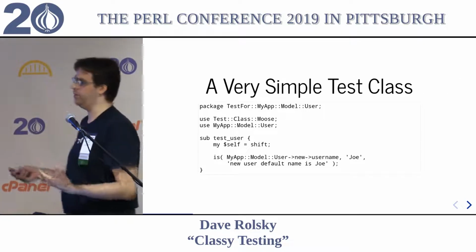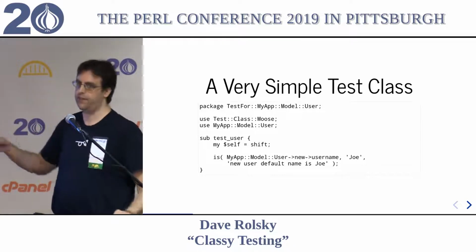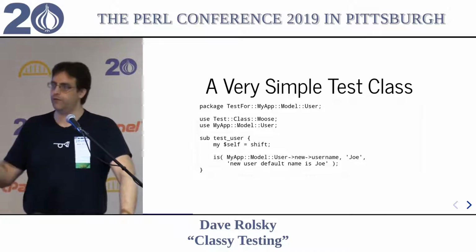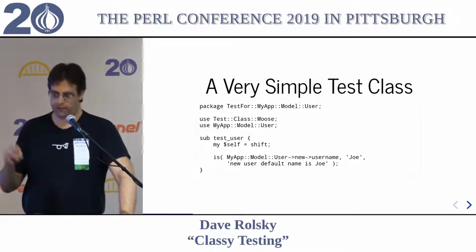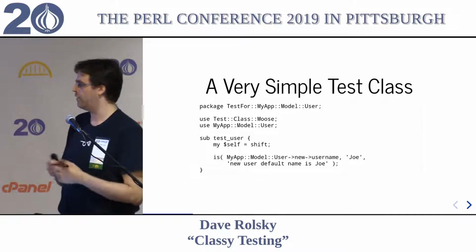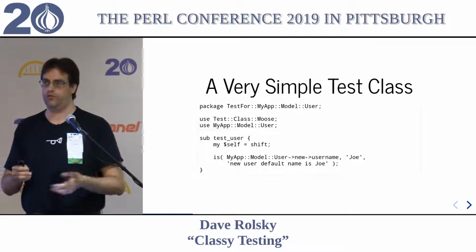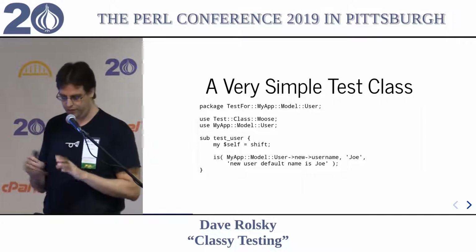So here's an example of what a really simple test class looks like. It's in a package like all classes in Perl. We use Test::Class::Moose. And if you're familiar with Moose, it's a lot like writing use Moose, except this declares that we're a test class. And then let's say we're testing this user model. And then we have a subroutine. Again, it's OO, so $self is your test class. And there are some things you can do with that, and I'll show you a little bit.